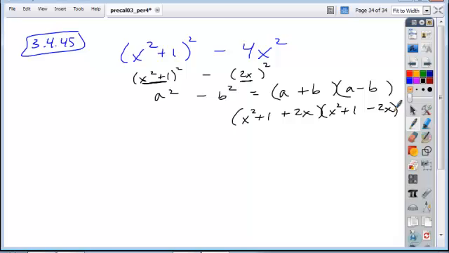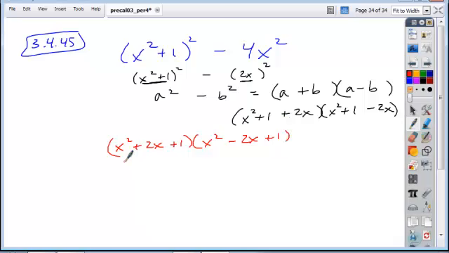So let's see if this factors any further. In order to do that, we do want to rearrange each of these polynomial factors into standard form. So x squared plus 2x plus 1 and x squared minus 2x plus 1.